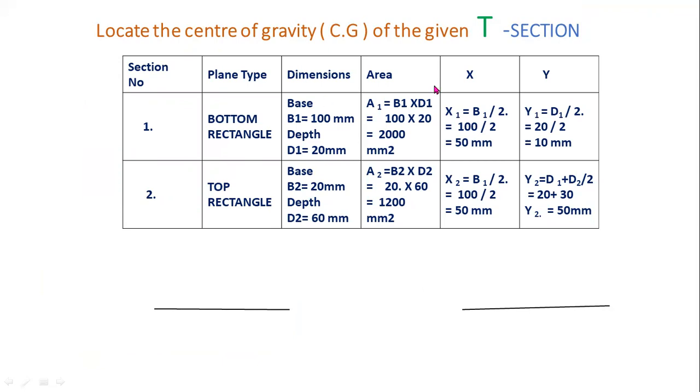Now these are the dimensions for the bottom rectangle. These are the dimensions for the top vertical rectangle. This is the area of the bottom rectangle. This is the area of the vertical rectangle. x1, y1, x2, y2 are the corresponding distances of the centroid from the x and y axis.